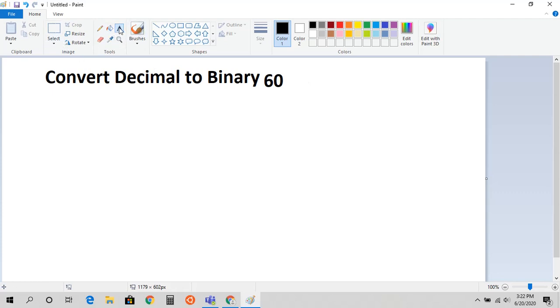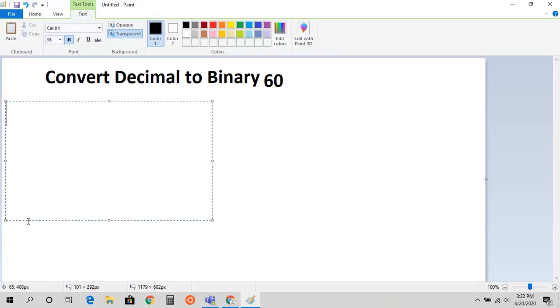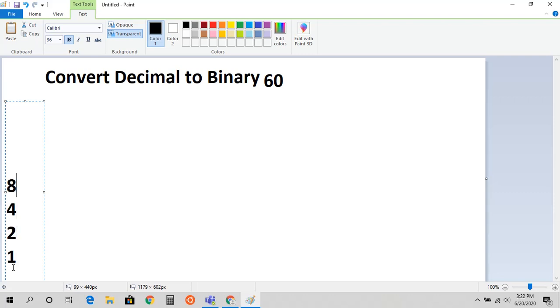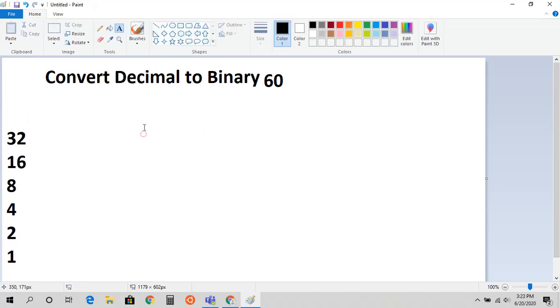First of all, I'm going to make a sort of table. Let's say any number is given to you. Here it is 60. So I'm going to write 1, 2, 4, 8, 16, 32 and 64, but I don't want 64 because 64 is greater than 60, so I'm going to delete that one. So our number is 60.